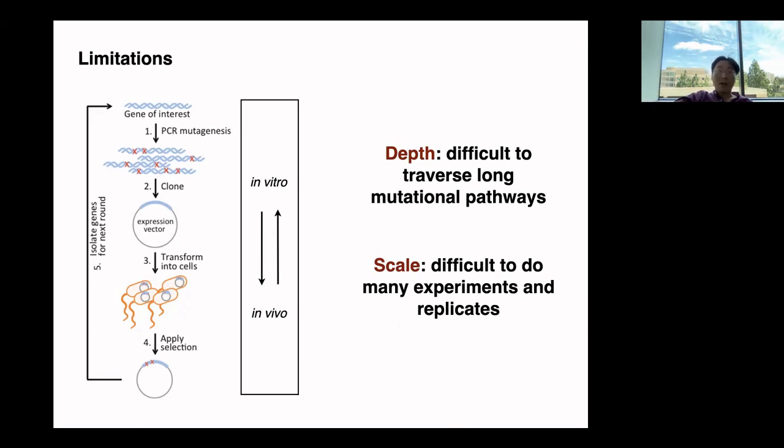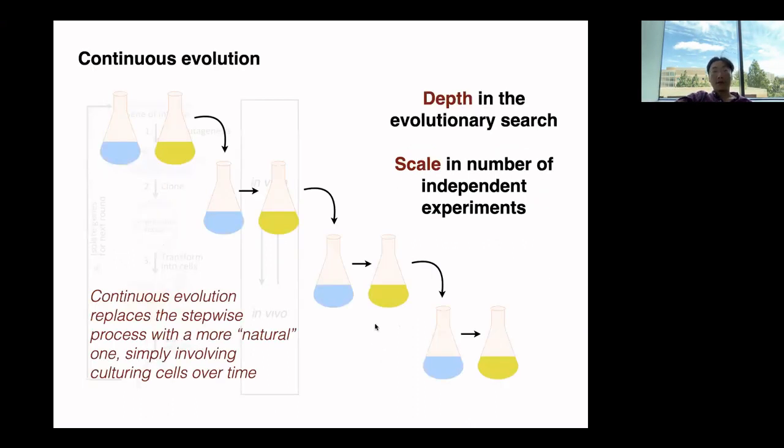And for the same reason that this is hard to stage, you can't scale your evolution to many experiments or many replicates. And so the hope with continuous evolution is that with systems like ours, you can replace this process by one that just involves culturing cells over time. And you can culture cells for a long time. You can do many passages. That's very easy. So you can achieve depth in evolutionary search quickly and in a straightforward manner. And you can scale the number of independent experiments because, again, culturing cells, as you saw in the DHFR case, you can basically replicate that without much additional effort.